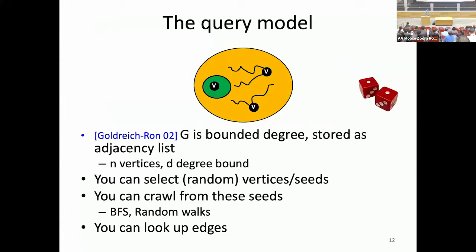So now let's get into some formalism. The query model I'm looking at is the classic Goldreich-Ron adjacency list model. The way to think of it is you have random access to the adjacency list. I also like to think of it as you basically have two operations: you can select a uniform random vertex, and then you can crawl from that vertex. You can also look up edges, which is implicit in the fact that the degree bound is constant. So just think of it as you have access to the graph: you can pick a random vertex, crawl from the vertex, and look up edges.